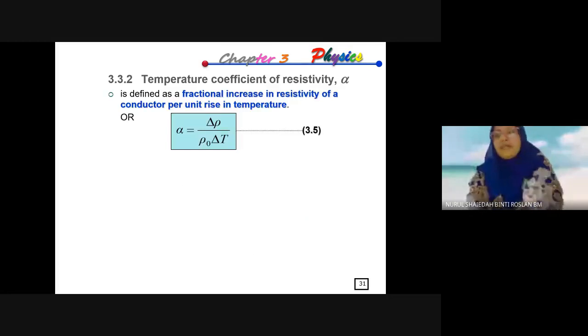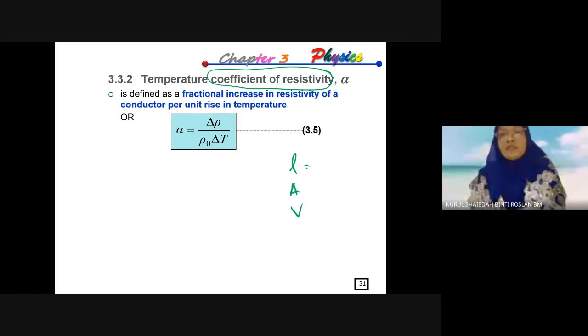Okay, temperature coefficient of resistivity, alpha. So, kita ada alpha. Coefficient, pernah dengar kan perkataan coefficient? Alpha, beta, gamma. You belajar dulu L0, A0, B0, alpha, beta, gamma. Kalau you ingat lah tu. Okay, so sama juga ni.